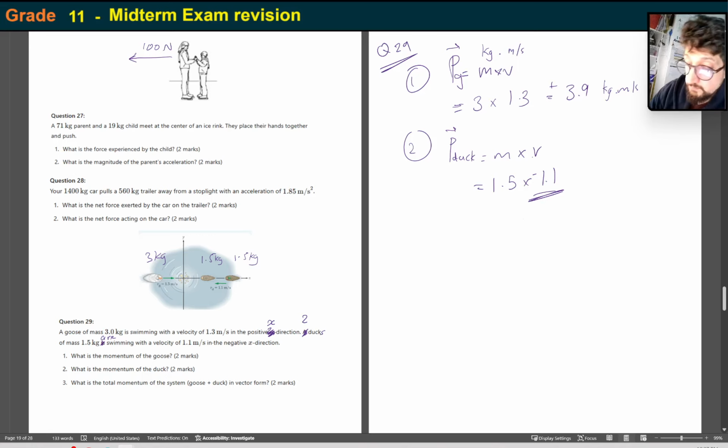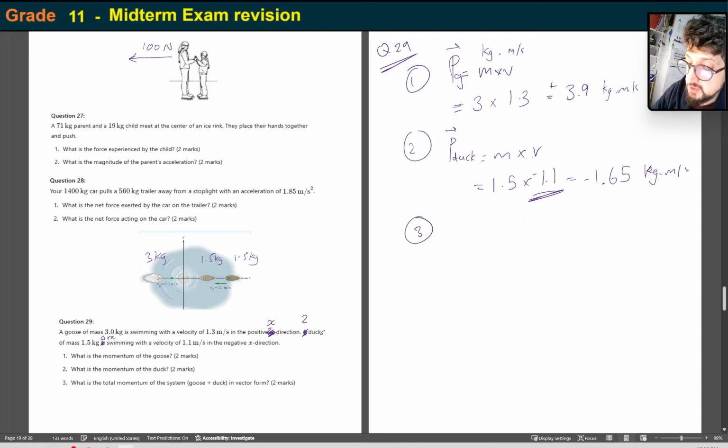Now, if I didn't do that, I would get the momentum, but it would be the magnitude of the momentum without the proper momentum, without direction. So I wanted to make sure that you understood that it's in the opposite direction. And so I get something like 1.6, 1.7, 1.5 times negative 1.1, and that is negative 1.65 kilograms meters per second. Now I have the momentum of one duck and I have the momentum of the goose.